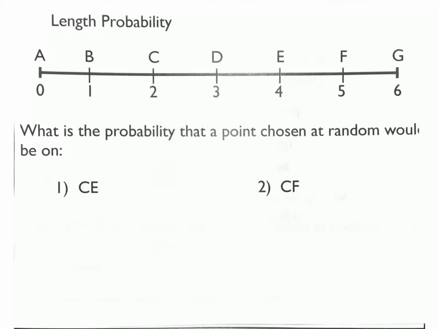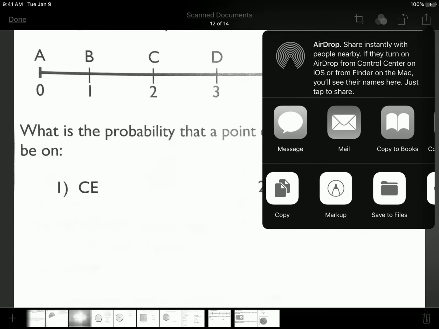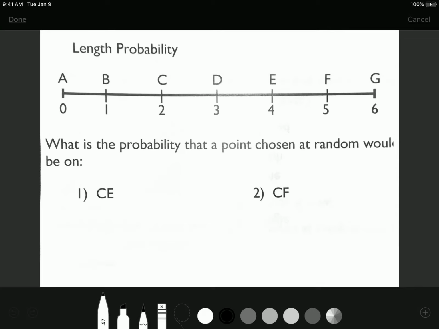Given a line segment, we've divided it up into 7 sections, right? So we have A through G, and they're given the numbers 0 through 6. So we want to figure out what's the probability that a point chosen at random would be on, for the first one, CE, so that segment. If we take a look, CE is this piece here.